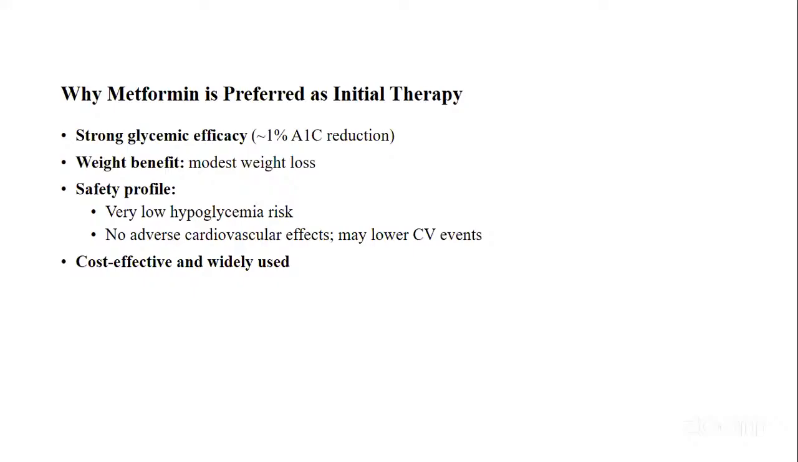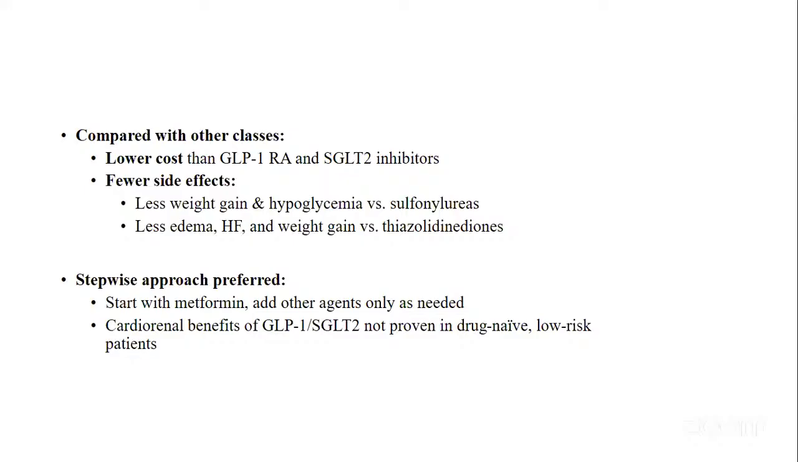So why is metformin preferred as initial therapy? Because it has strong glycemic efficacy. There are many studies that have evidence for this. And the other is that it promotes modest weight loss. And it has a very good safety profile, very low hypoglycemia risk, and no adverse cardiovascular effect. It may even lower cardiovascular events. And the other is that it is cost effective and widely used. Compared with other classes, it has lower cost than the GLP-1 receptor agonists or SGLT2 inhibitors, and fewer side effects, like less weight gain and hypoglycemia.